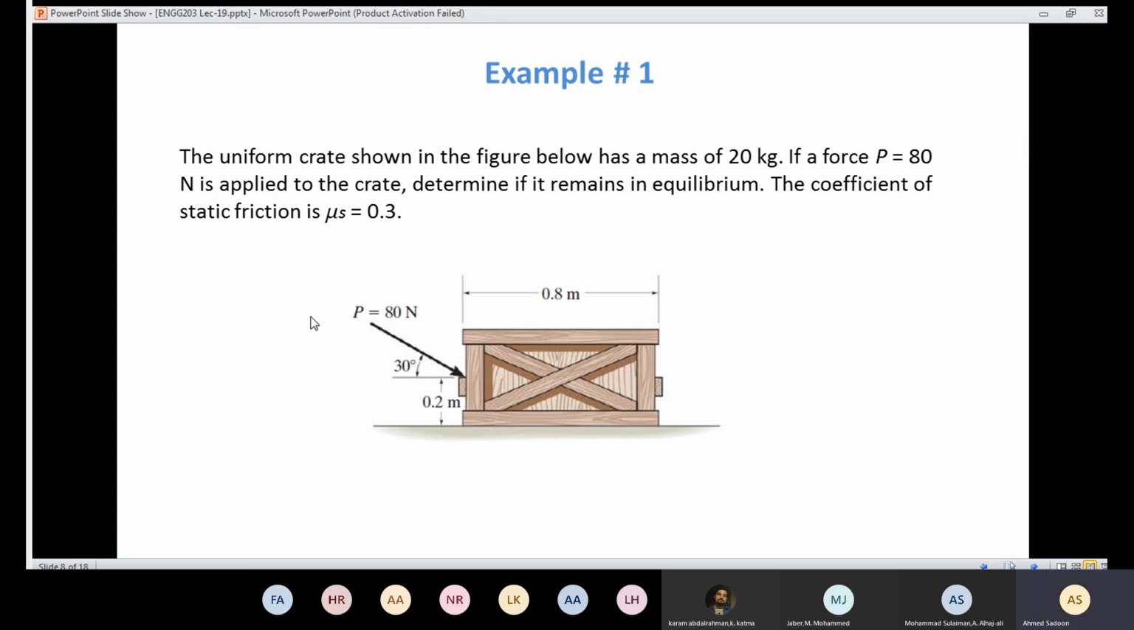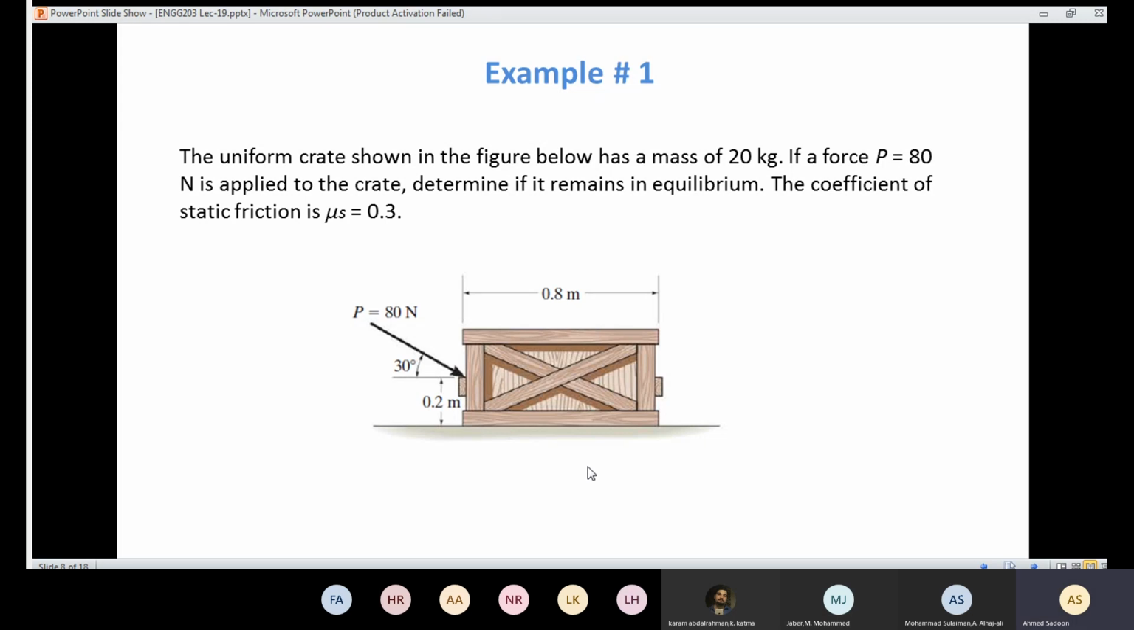and we need to know if that box is going to maintain its equilibrium or not. So I have a box here, I have a rough surface, and the coefficient of static friction for that surface here is 0.3. So they gave us the coefficient of static friction, and we apply a force here. They want to know whether that force P is going to cause movement or not.